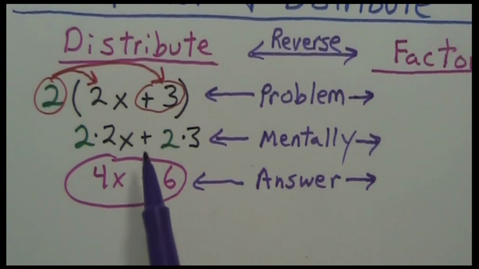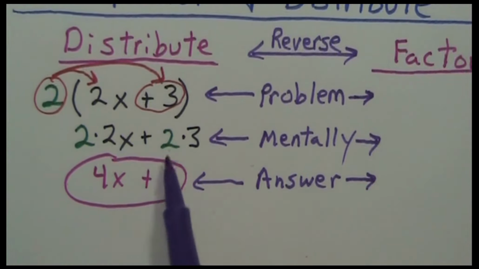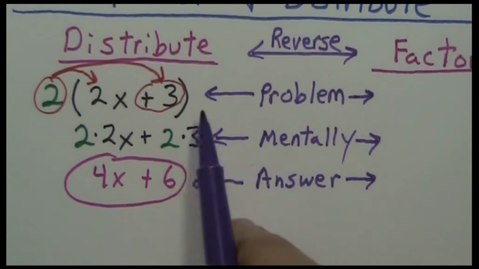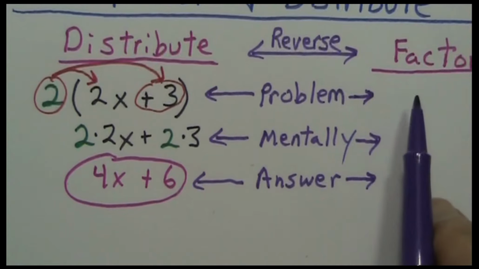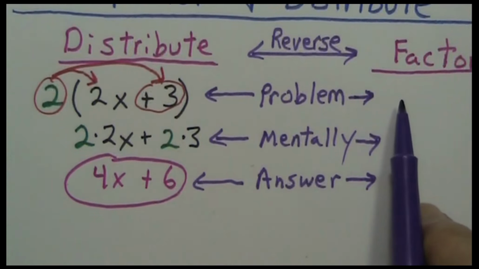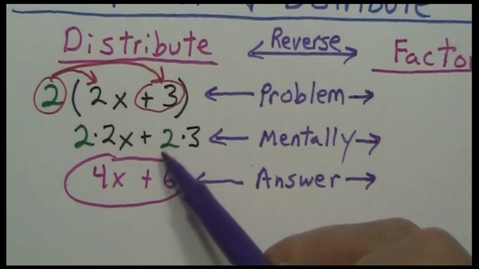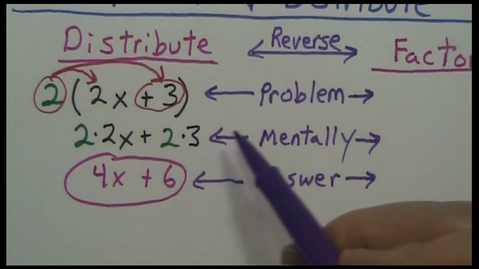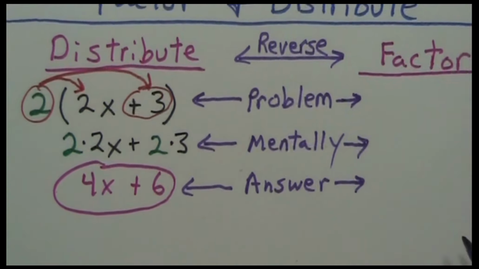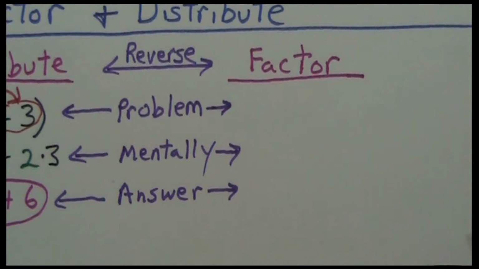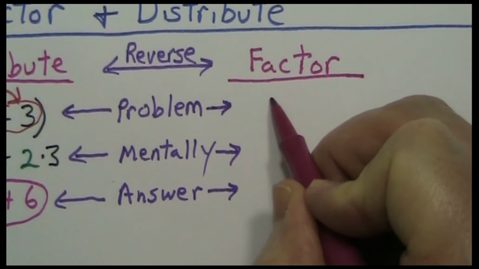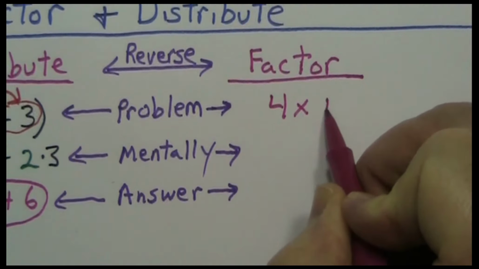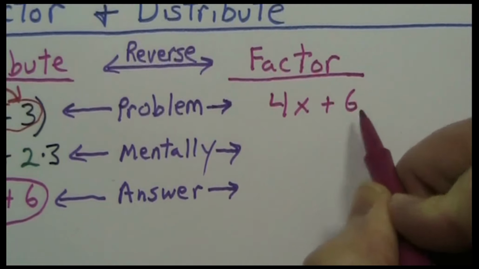Now, when we do our problems, we won't have to do all this mental stuff. We can do this in our mind, not write on paper. Okay, now let's write over on the right-hand side, what are the steps for factoring? These are the steps for distributing, distributive property. Now let's do the steps for factoring. Okay, this is our problem that we're going to have. It's going to be 4x plus 6.